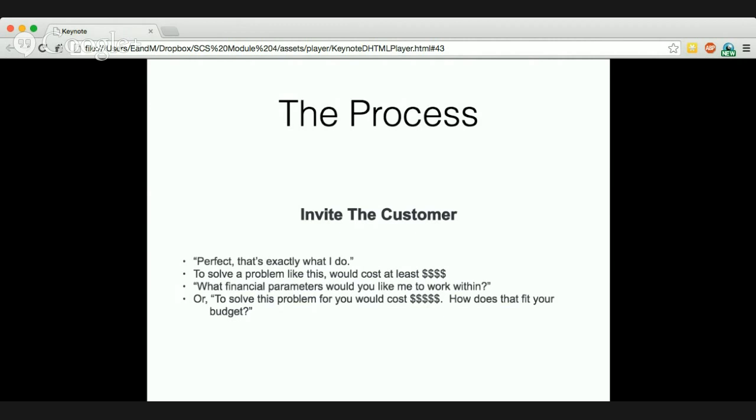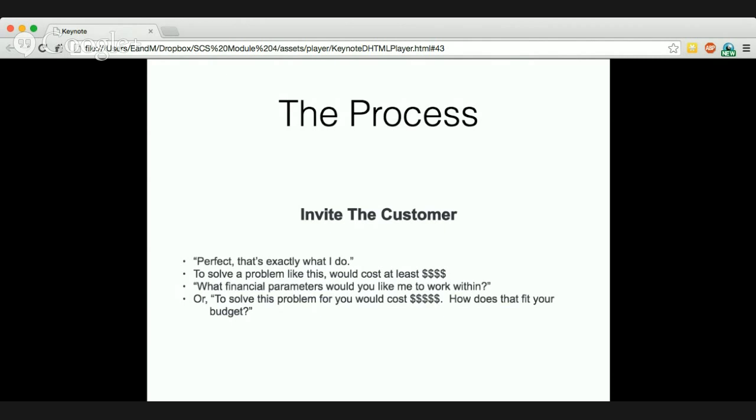So you can ask this question: what financial parameters would you like me to work within? And I like this question because it's not what's your budget. What's your budget? The answer is usually, well, why should I tell you? Or we don't have a budget. Well, what do you mean budget? So what financial parameters would you like me to work within?